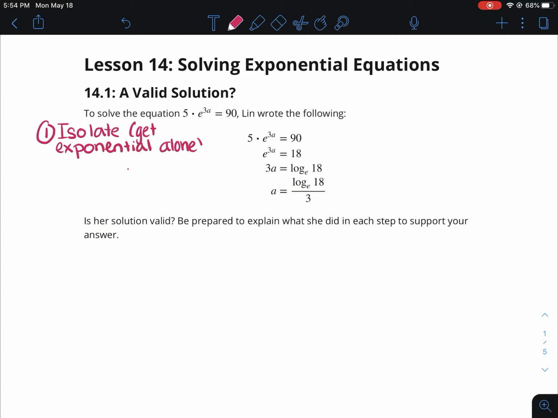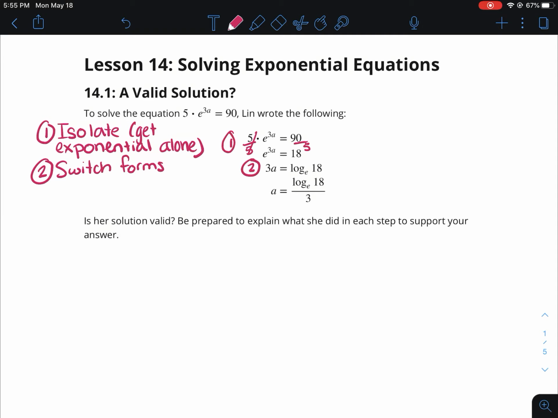So here we divided by 5. And 19 over 5 was 90. So they had just e to the 3a equals 18. Once you isolate, you're going to switch forms. So you're going to switch to a logarithm. Okay. So that's how they got log base e of 18 equals 3a. So this was step 1.